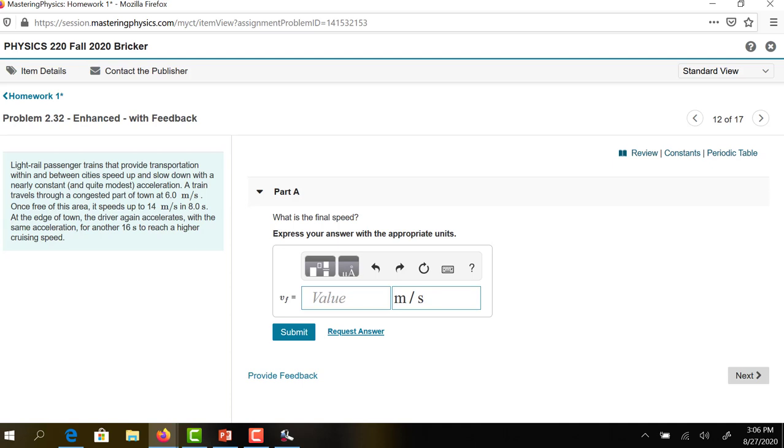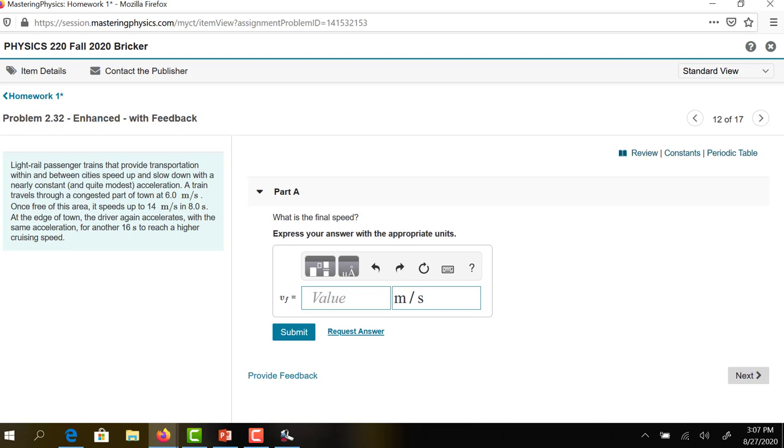Light rail passenger trains provide transportation within and between cities, speed up and slow down with a nearly constant and quite modest acceleration. A train travels through a congested area at 6 meters per second. Once free, it speeds up to 14 meters per second in 8 seconds. At the edge of town, the driver again accelerates with the same acceleration for another 16 seconds to reach a higher cruising speed. And then what is this final cruising speed?